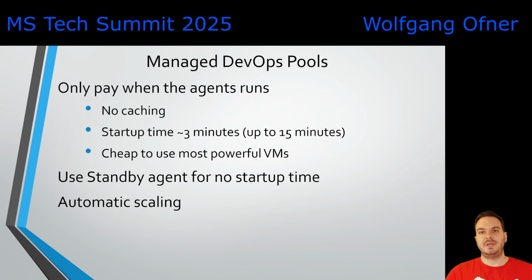Also, when you use VMs, you have to take care of the scaling yourself. There are Azure services like the virtual machine scale set that will help you with it, but you have to configure it. With Managed DevOps pools, you can just tell Microsoft how many agents you want as a maximum, and then Microsoft or Azure will take care of it.